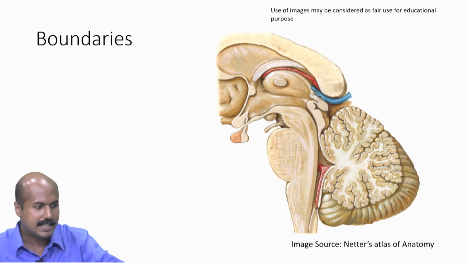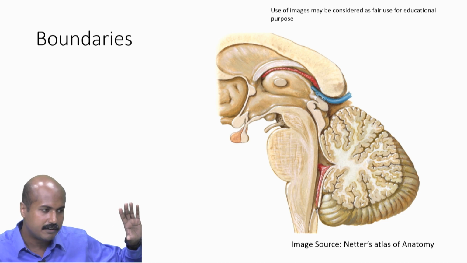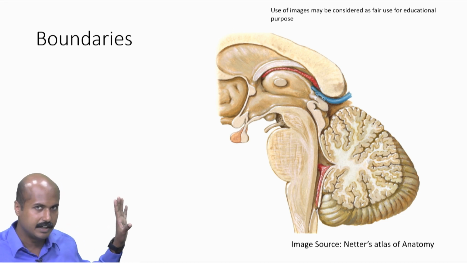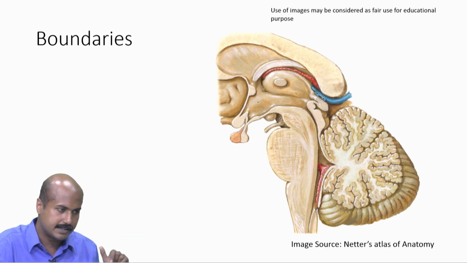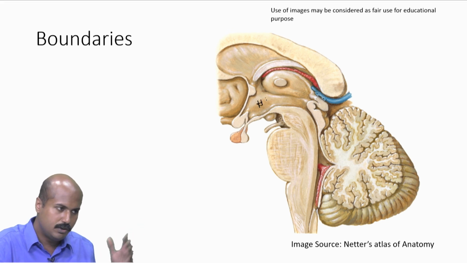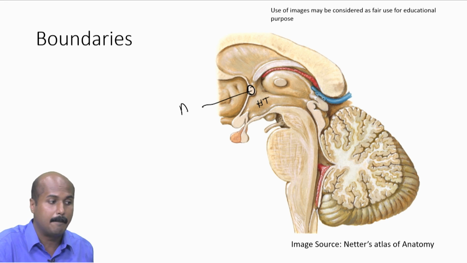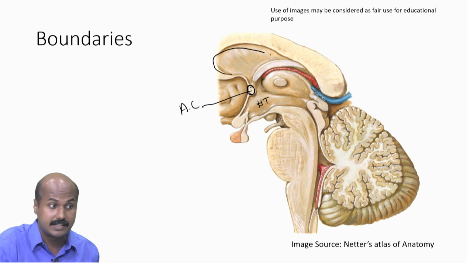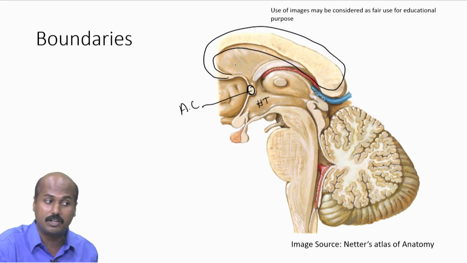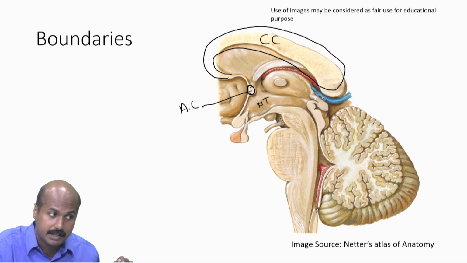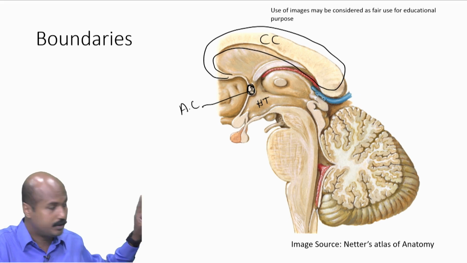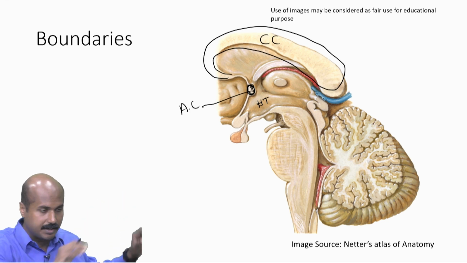With that, I'll just mention a couple of boundaries that you see in the third ventricle, which are very important. In front, this is the third ventricle, as I said before, and this is the hypothalamus. If you look in front, this structure is the anterior commissure. This large structure is the largest commissure that you know, the corpus callosum. But that is not related to the third ventricle, whereas the anterior commissure is. You are seeing a section of the anterior commissure.